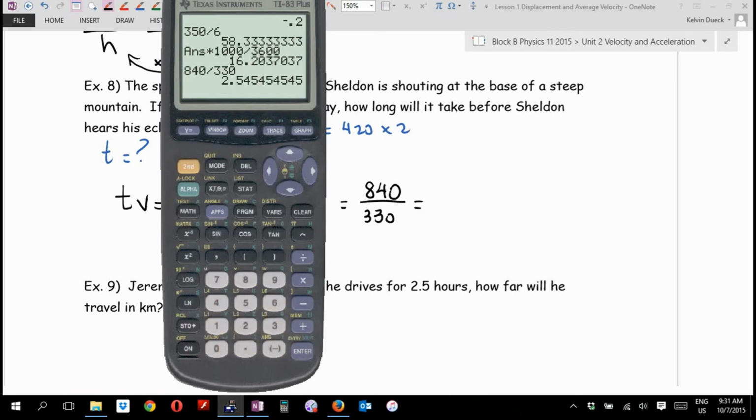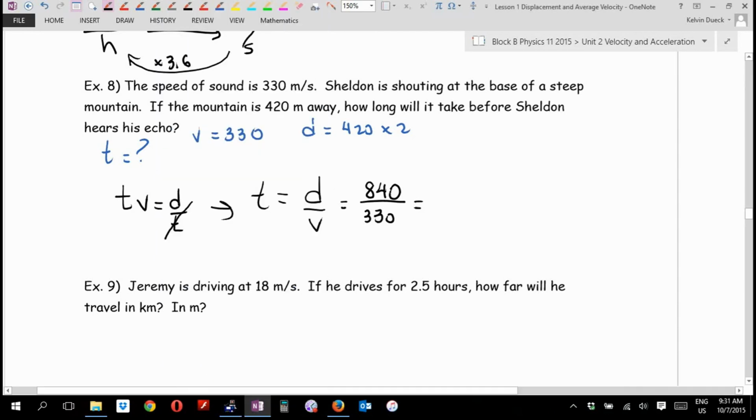I get 2.545454. How many sig figs? I guess technically 2 sig figs. Yeah, 2 sig figs. So I'm going to go 2.5. You know what? I'll go like this: 2.54 repeating, and then I'll put an equals 2.5 seconds. That's the right answer. There's my touchdown.